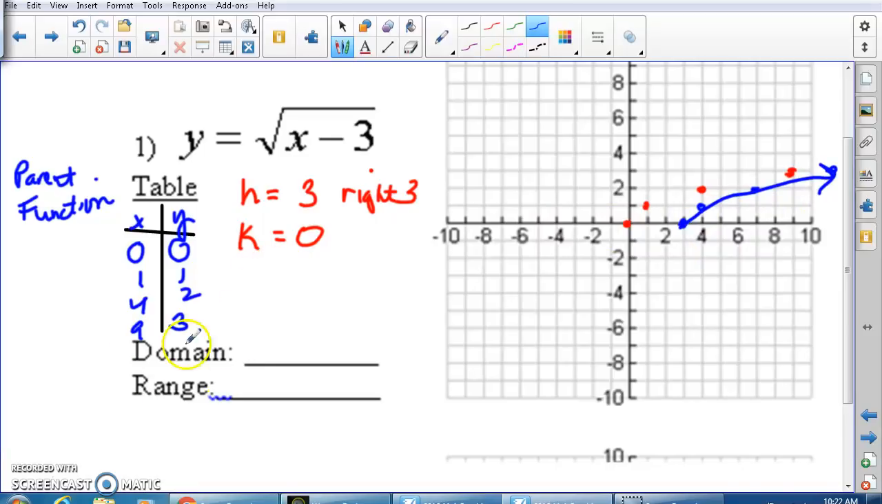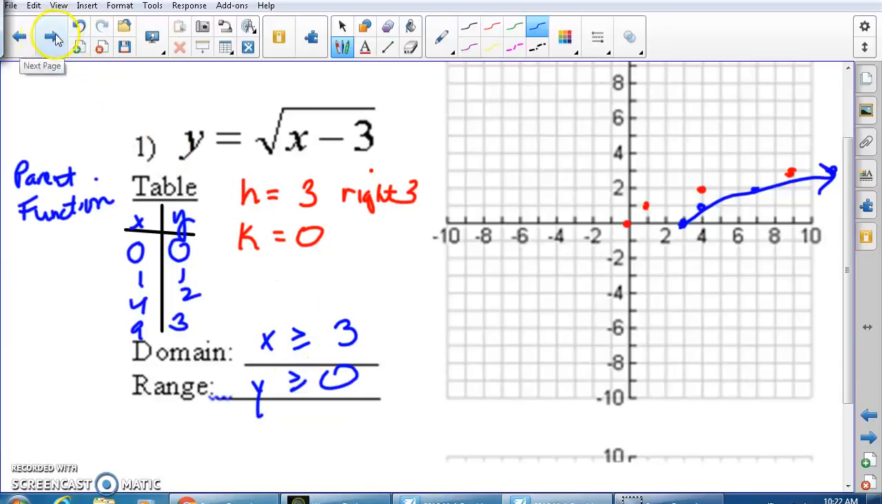The last thing I'm going to do is look at the domain and range. Domain are the x values. If I follow the x-axis, the first x value possible is 3 or greater, so x is greater than or equal to positive 3. Then on the y, 0 is the lowest y value, so y is greater than or equal to 0. That's what you're going to do to complete these graphs.